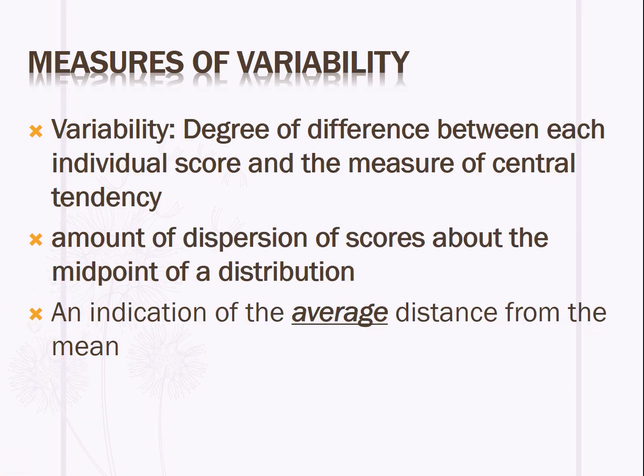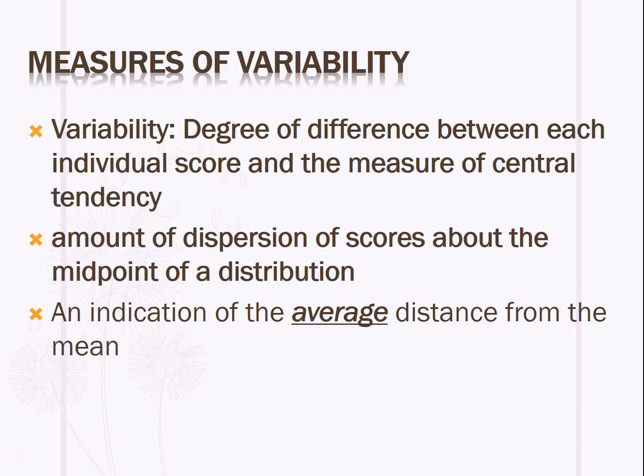Measures of variability. Variability refers to the degree of difference between each individual score and the measure of central tendency. It is the amount of dispersion of scores about the midpoint of a distribution. It is also an indication of the average distance from the mean. How to calculate the measures of variability? Standard deviation is the average deviation of scores from the mean. We do not have to learn how to calculate it by hand. Rather, we can easily retrieve it from statistical software these days.